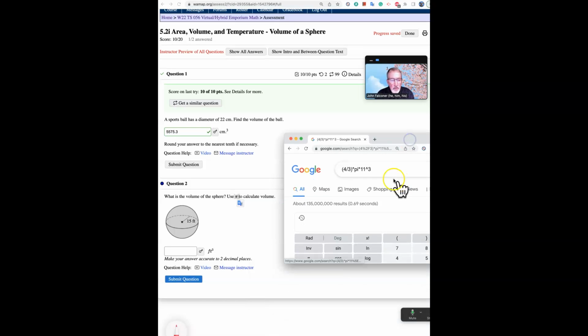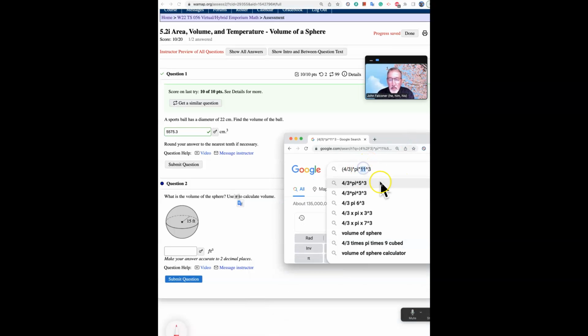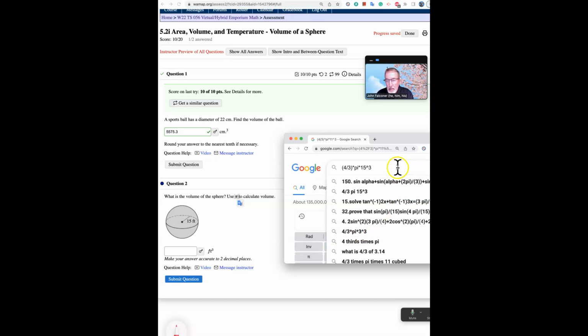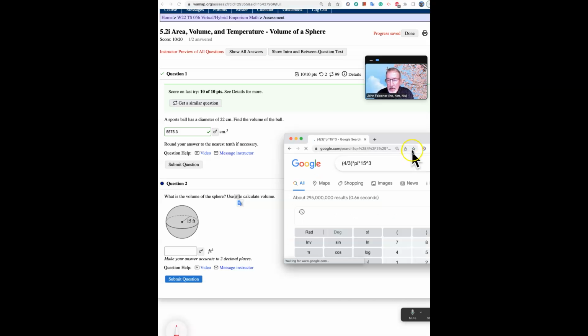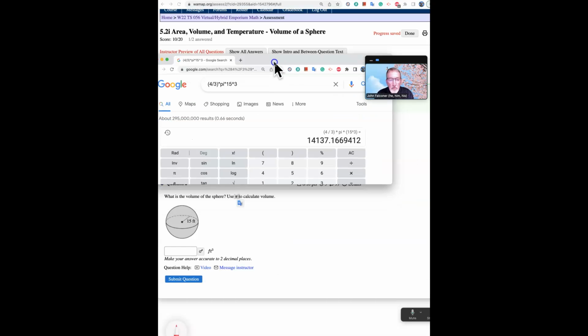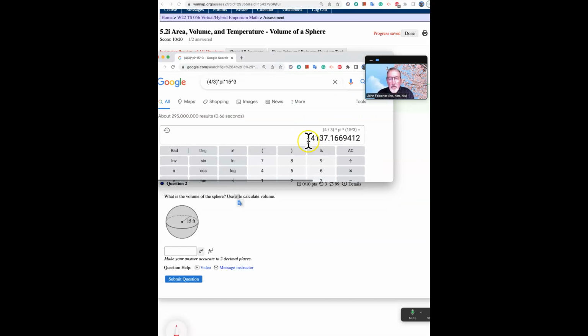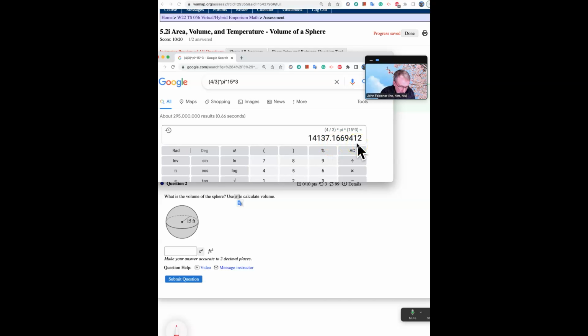All right, let's go ahead and work this one. I'm just going to substitute in for 11 from the last one. We're going to put in 15 here. And if we hit enter, we should get that answer. I'll put this over the old one. So 14,137.16. So let's write that down. 14137.166. And we're going to round that to the second decimal place.